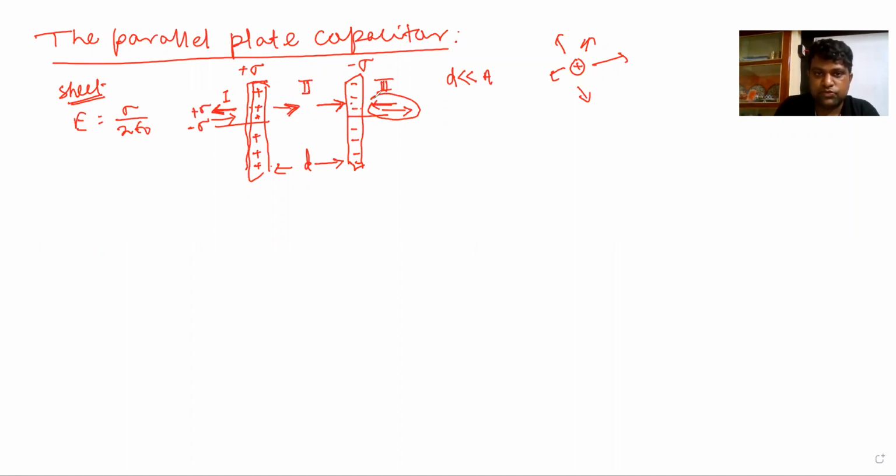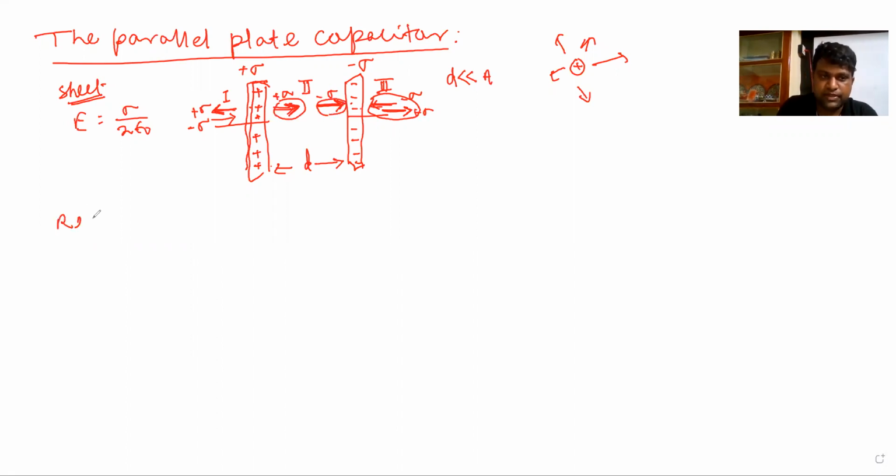Here, towards is due to minus sigma, away is due to plus sigma, and here the away is from plus sigma, and this towards is due to minus sigma, right? But you can see clearly that in between the plates, the electric field is in the same direction, so the fields will add.